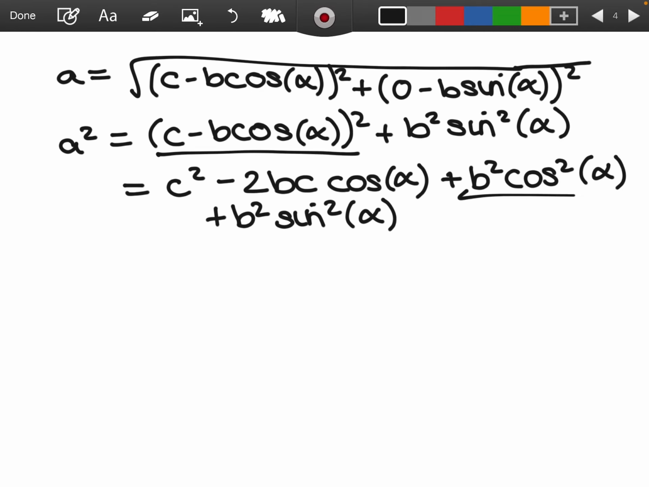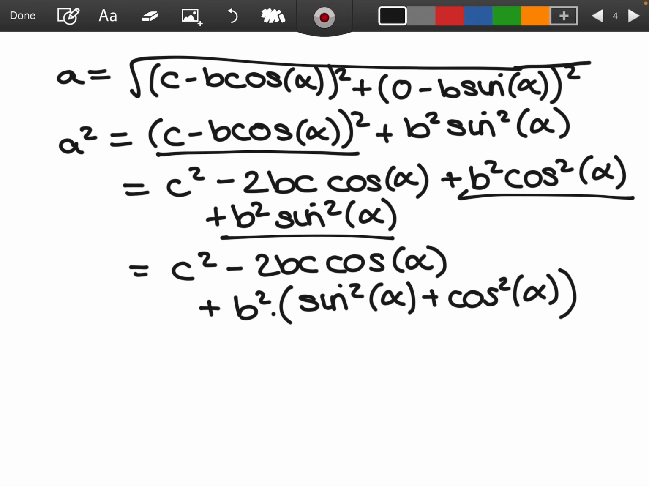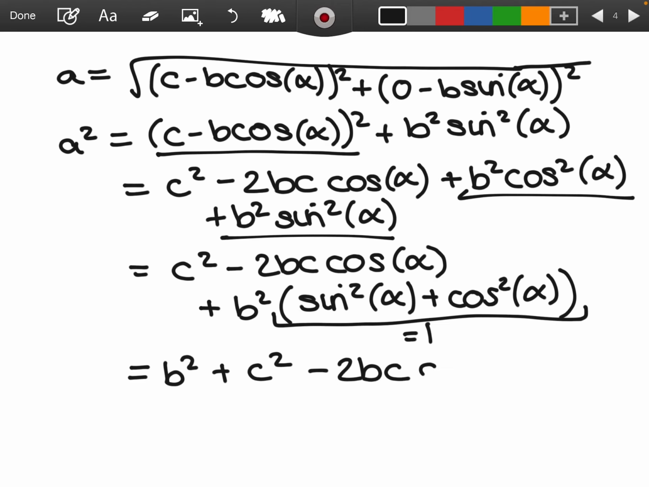I could do some simplifying here. If I combine these two terms and take out that common factor of b squared, I'm left with b squared times sine squared alpha plus cosine squared alpha. Well, that's one of our trigonometric identities. This thing here just equals 1. So I've got 1 times b squared, which is just b squared. So I get b squared plus c squared minus 2bc cosine alpha. And that's a squared.